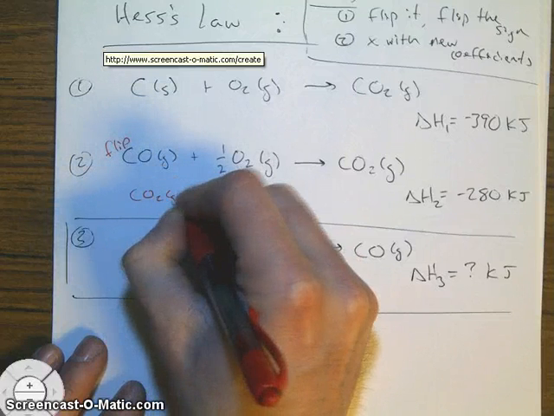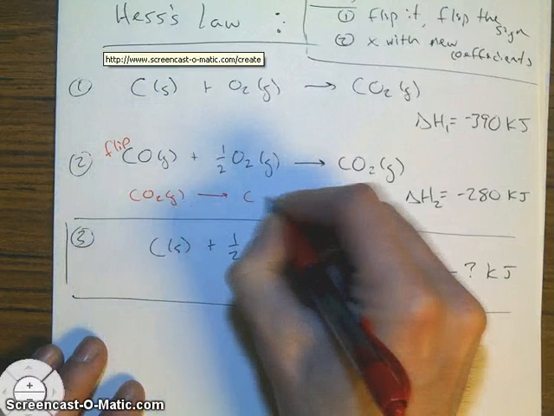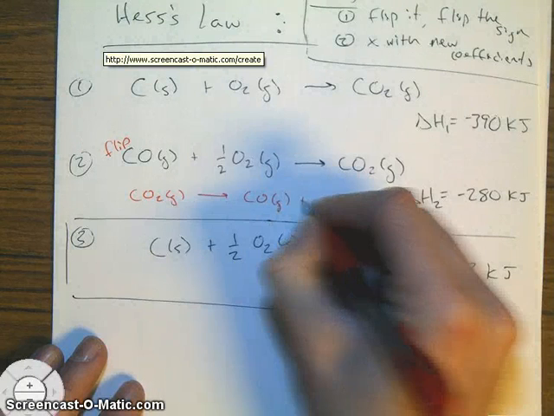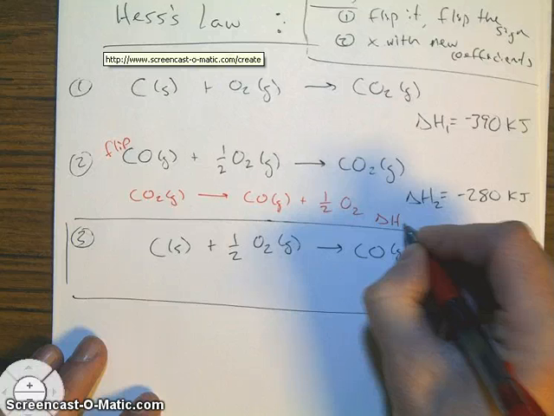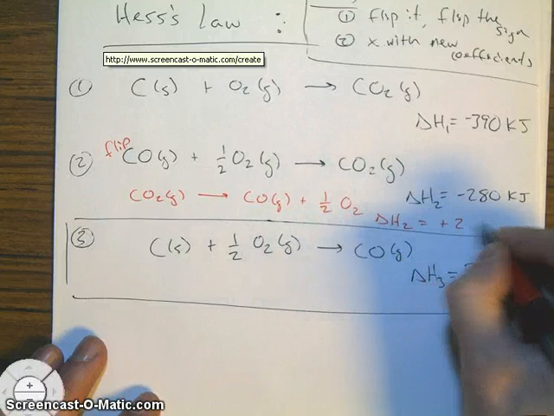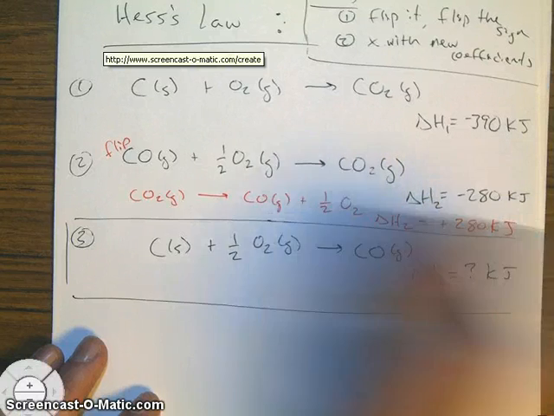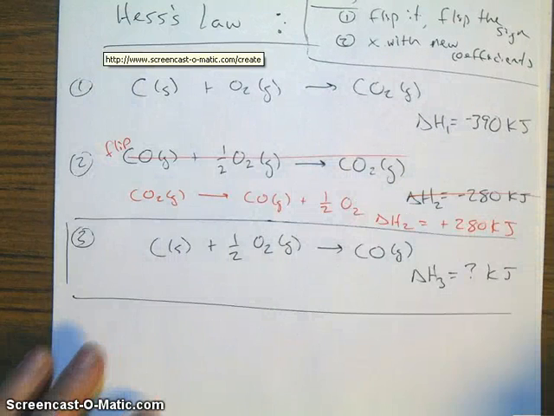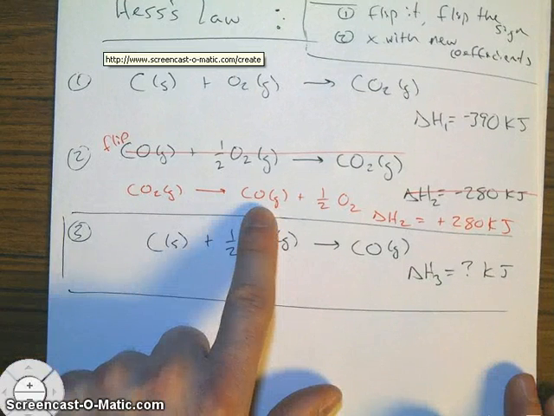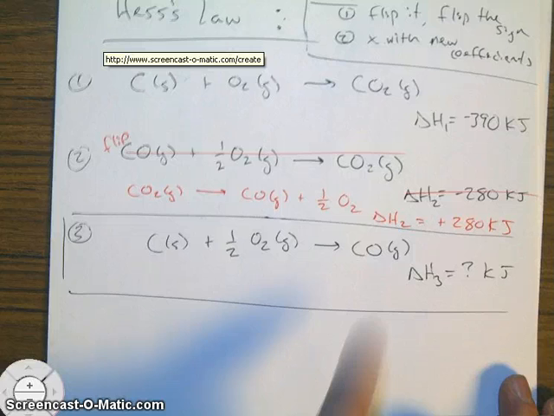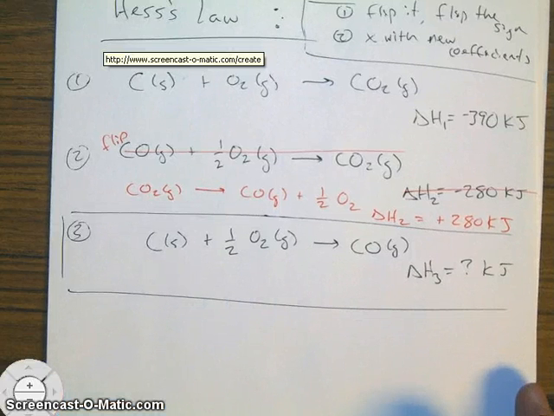So I'm going to flip it, and when I flip it, I'm going to rewrite this equation just backwards. CO2 gas produces carbon monoxide gas and a half oxygen. And then my delta H, when I flipped it, is now going to be positive 280 kilojoules. And I'm going to put a single line strike through for that because I no longer want to look at it. I've now flipped it. Alright, so now carbon monoxide's a product, so if I add these two, I'm going to definitely end up with carbon monoxide on the right side.